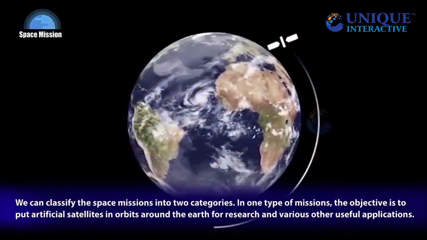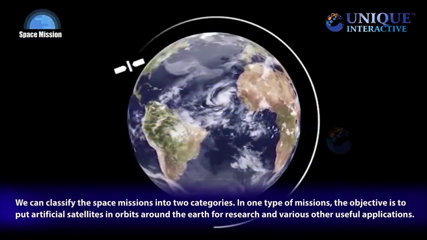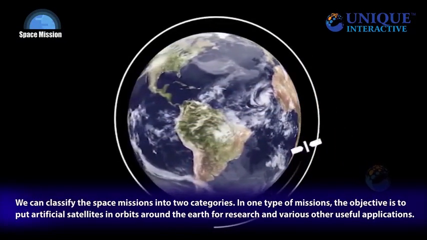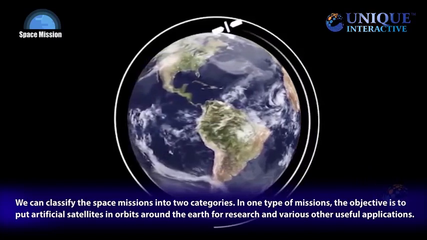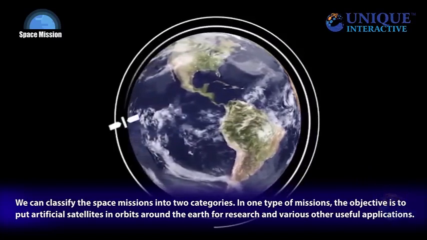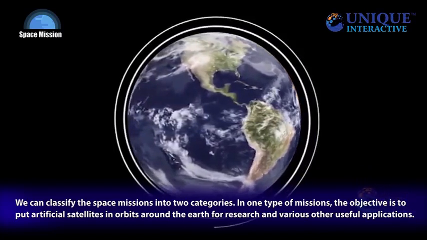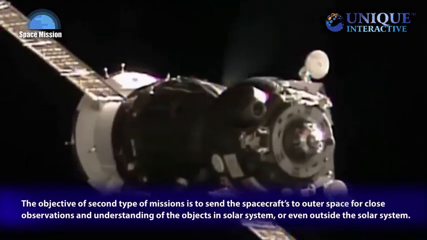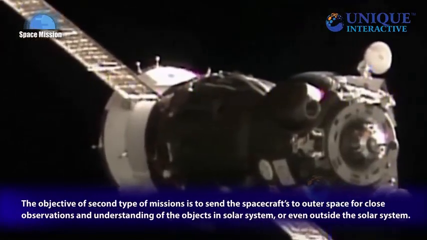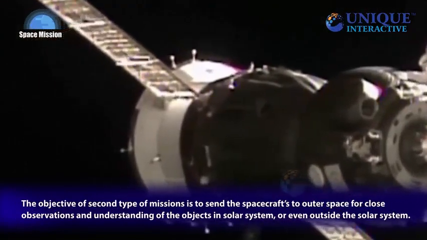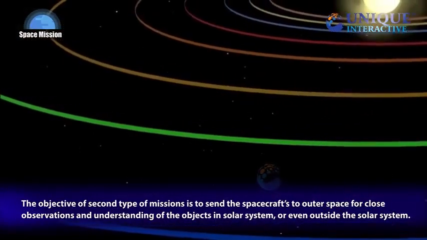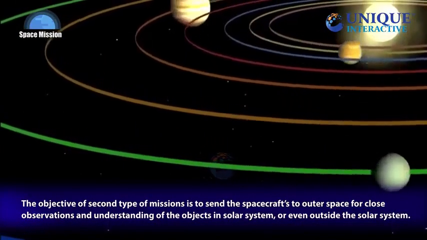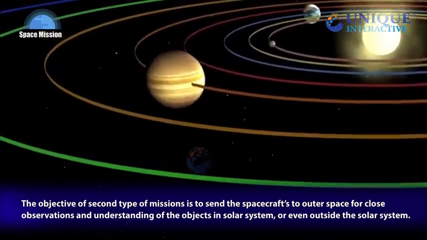We can classify the space missions into two categories. In one type of missions, the objective is to put artificial satellites in orbits around the Earth for research and various other useful applications. The objective of the second type of missions is to send the spacecrafts to outer space for close observations and understanding of the objects in the solar system or even outside the solar system.